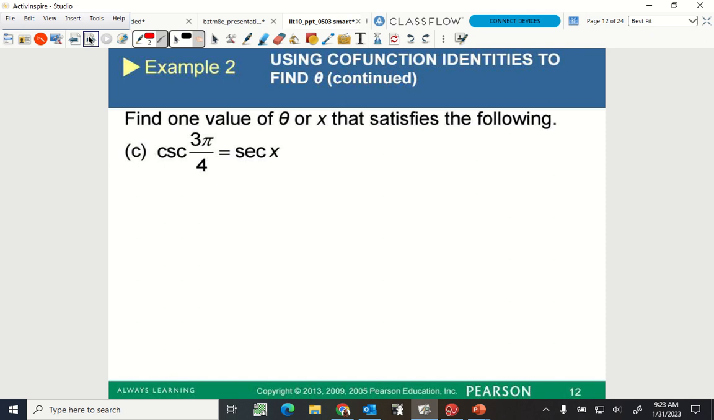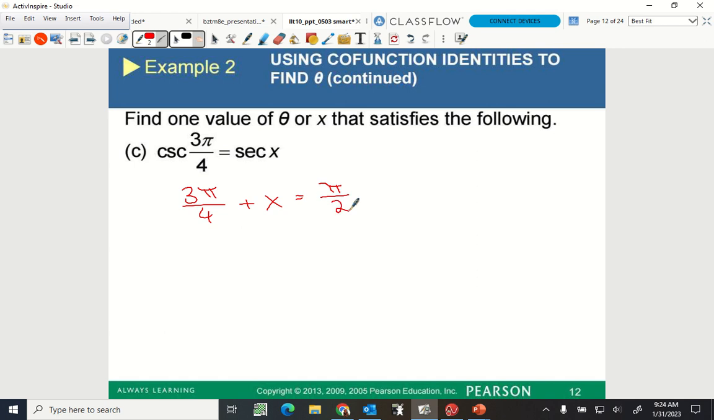Uh-oh. This one is in radians. So if it's in radians, together they have to add up to 90 still. No, they don't. Like the other version, pi over 2. It's almost like it's in the notes in front of you. So, I'm going to say 3 pi over 4 plus x, whatever that's going to be, has to equal pi over 2.